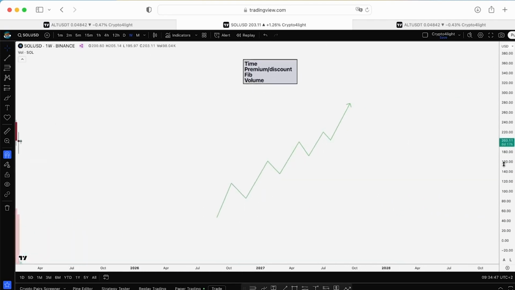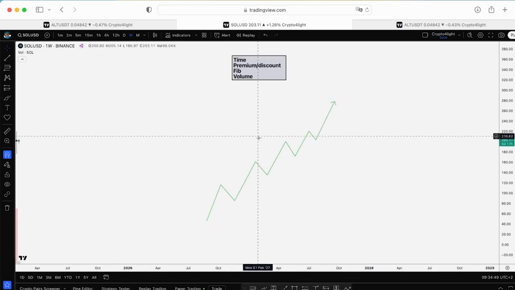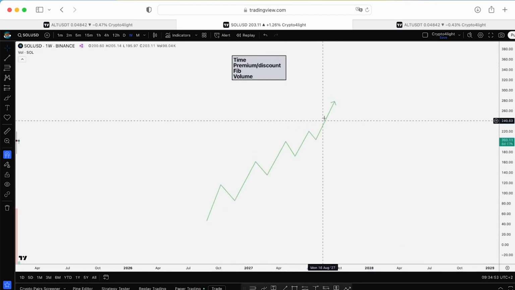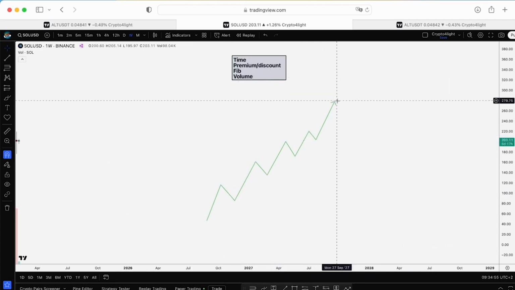Got it. So anyway, let's say we got this impulse. Impulse, correction, impulse, correction, impulse. Got it. So we find the top, the volume decreases. We use the FIB to work with the premium discount zone. I highly recommend you create templates, so it saves you a lot of time. How to create and work with templates, I already posted a video.